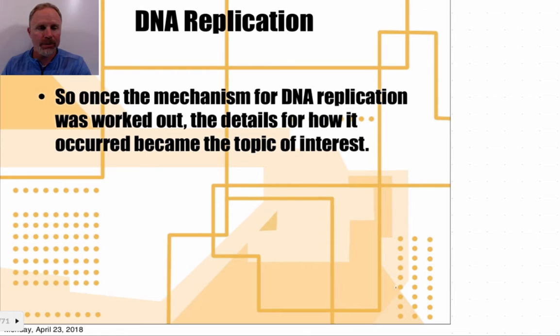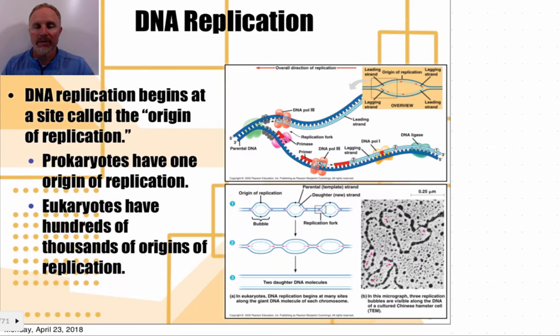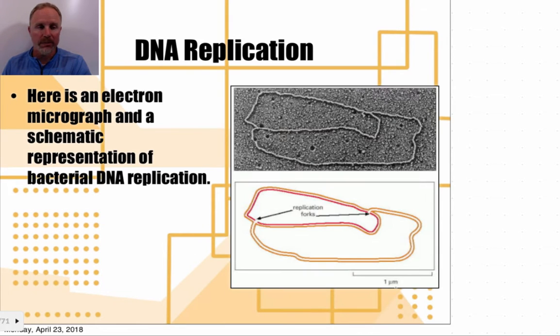Okay, so once the mechanism for DNA replication was worked out, the details of how this actually worked became the topic of interest. What happens is you have an origin of replication, which is where DNA replication actually begins. In bacteria, you've got one of them, and there are hundreds of thousands of them in the eukaryotic chromosome. That's because there's so much more DNA in a eukaryotic cell than in a bacterial cell. You'd never have enough time to get it all done if you only had one origin of replication on each chromosome. So there are multiple ones, okay?